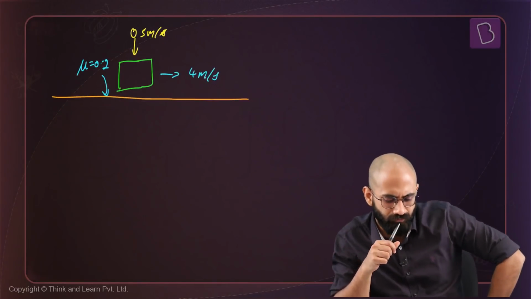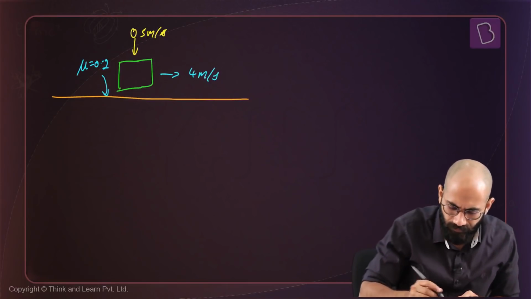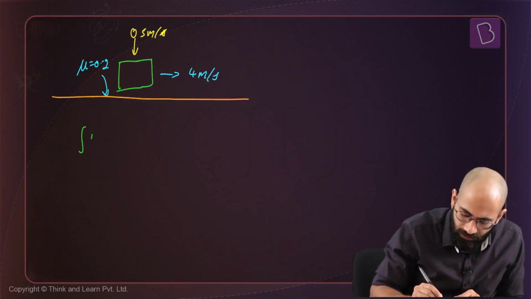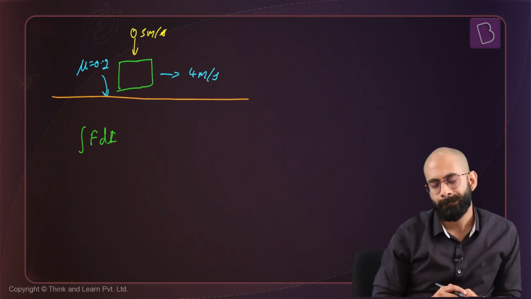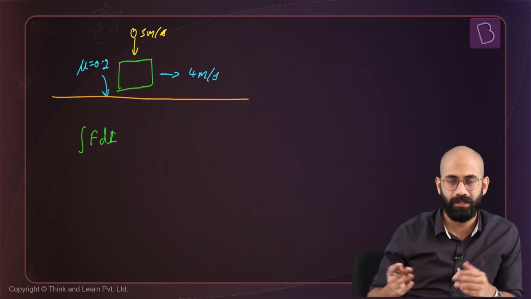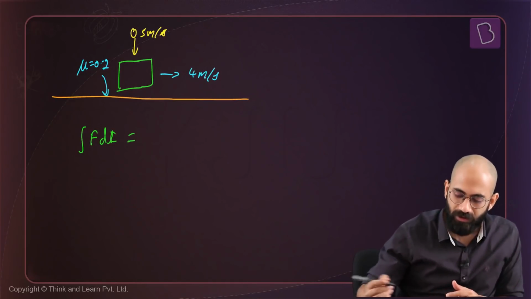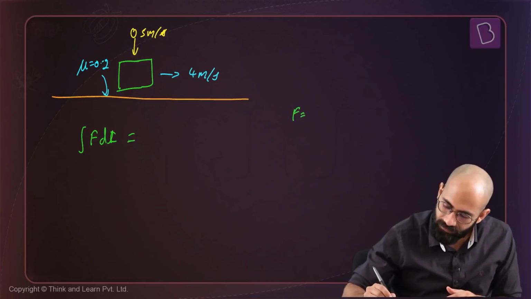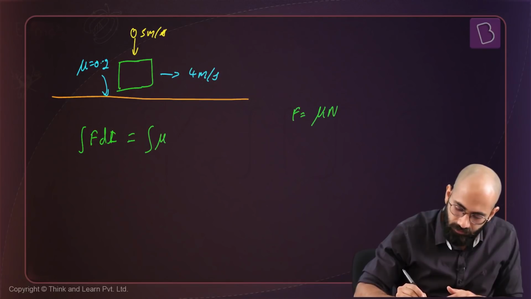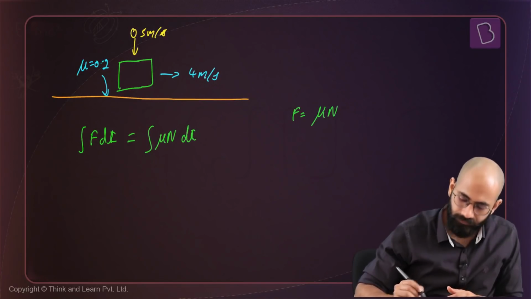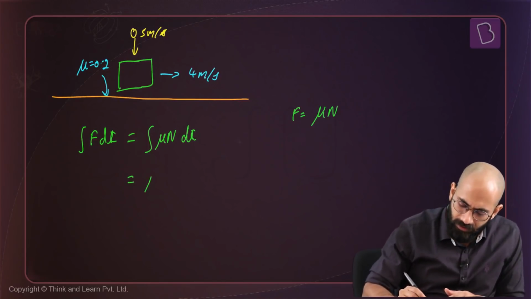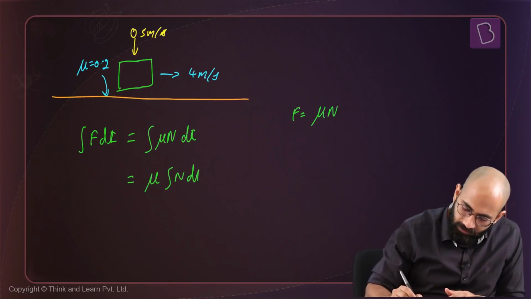So how do we do this? Well, we know that the net, let's say, horizontal impulse is equal to integral F dt, right? But that F is basically the frictional force, right? That's the only force that's creating impulse over here. So that will be equal to, and we know the friction has to be equal to mu into N. F is equal to mu into N. So this will be integral mu N into dt, right? Okay, since mu is a constant, it comes out, and that becomes mu times integral N dt.